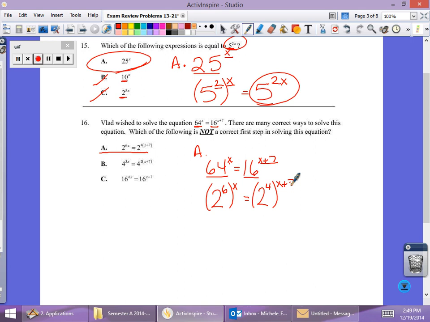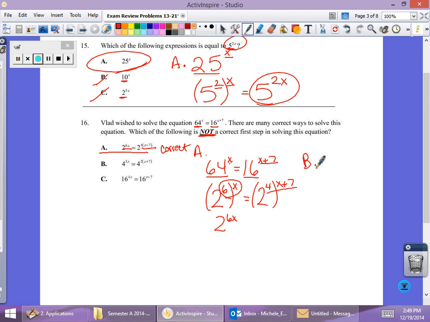Well, it looks like I almost have what I'm supposed to. There's what I have there. And this 6 and x would multiply to be 6x. So this one seems to be correct. But I'm looking for what is not correct, so I need to keep going.